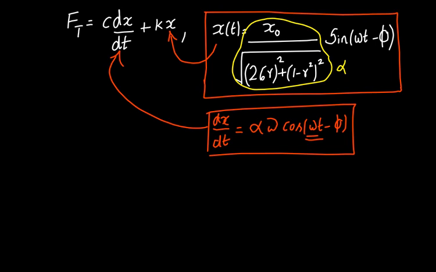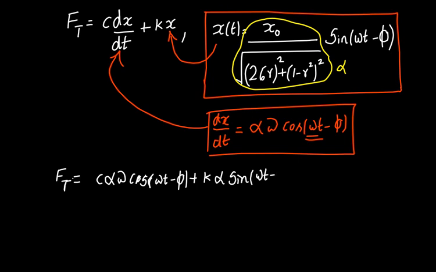So Ft, the force that is transmitted to the foundation, is now given by the expression: c into, what is dx over dt? It is alpha into omega into cos of omega t minus phi, plus k into x. What is x? It's alpha into sine of omega t minus phi.